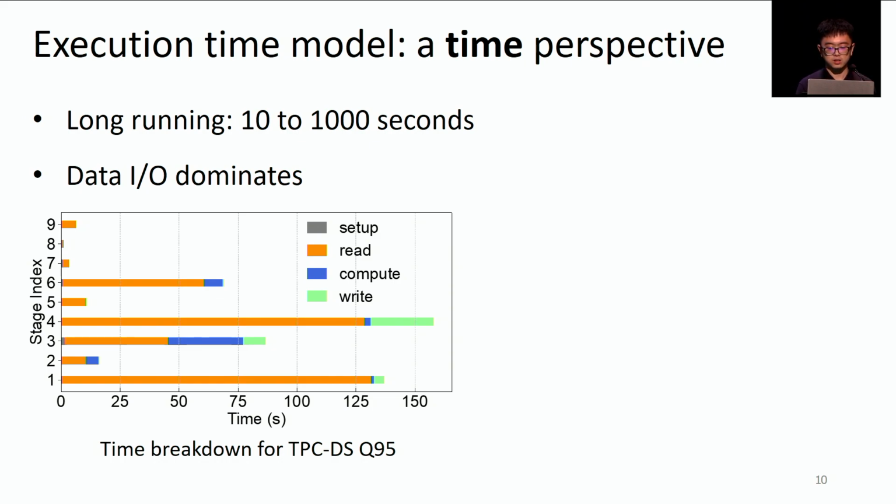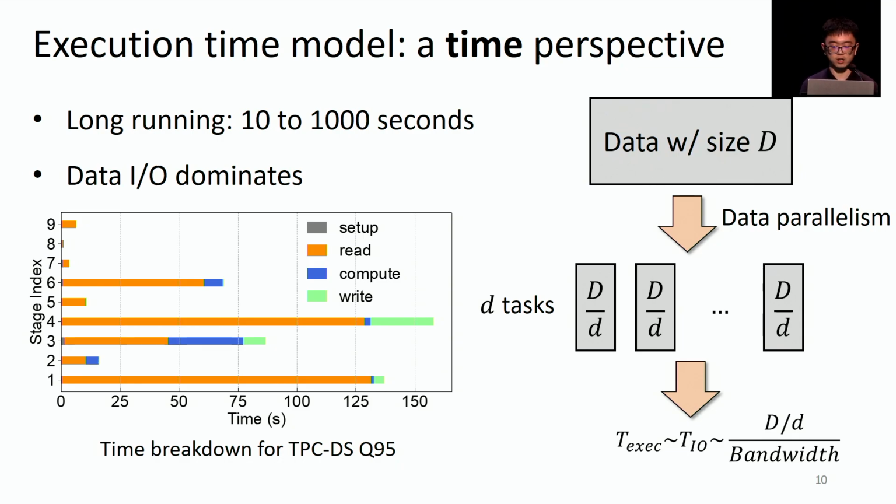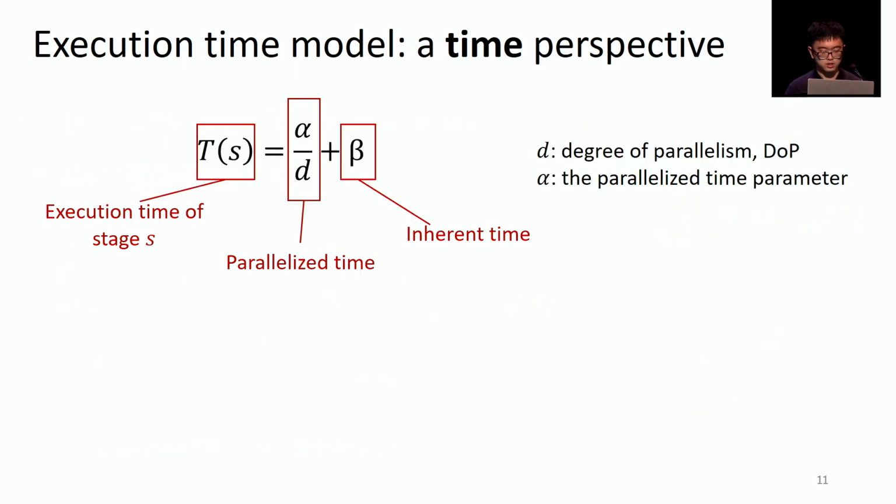We observe that data analytics workloads are typically long-running and data I/O dominates in the execution time of these stages. So for these stages that perform data parallelism, the execution time is typically nearly inversely proportional to the degree of parallelism. Therefore, we model execution time as the sum of the parallelized time and the inherent time. The former represents a major overhead for processing partitioned big data and decreases as the DOP increases, while the latter stands for the constant overhead, such as function initialization.